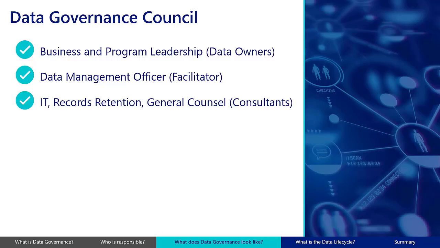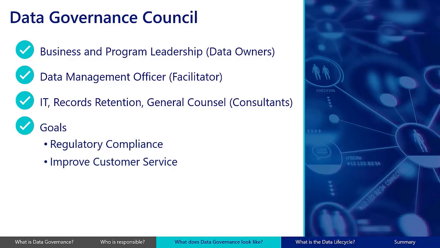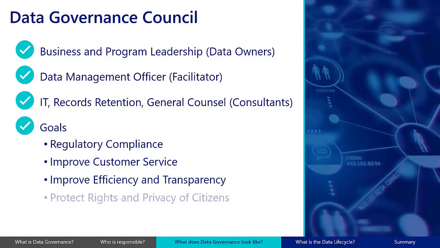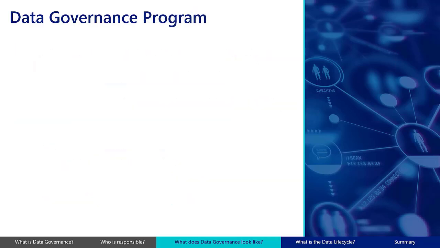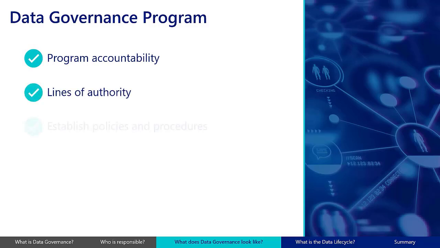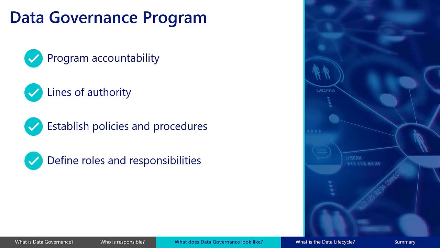Generally, in public sector organizations, data governance programs have the business goals of compliance with regulatory requirements, improving customer service, improving the efficiency and transparency of government, and protecting the rights and privacy of citizens. Under the guidance and direction of a Data Governance Council, a data governance program should lay out program accountability and lines of authority by establishing policies and procedures and by defining the roles and responsibilities of those across the organization who are responsible and accountable for various aspects of data governance and data management.